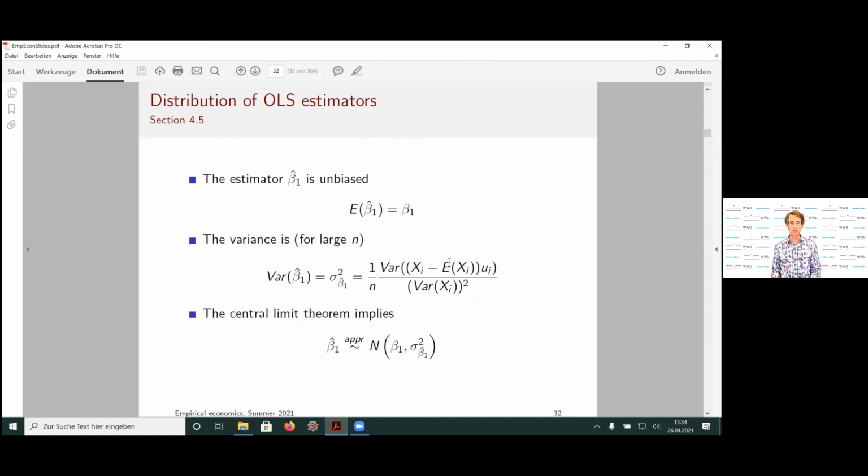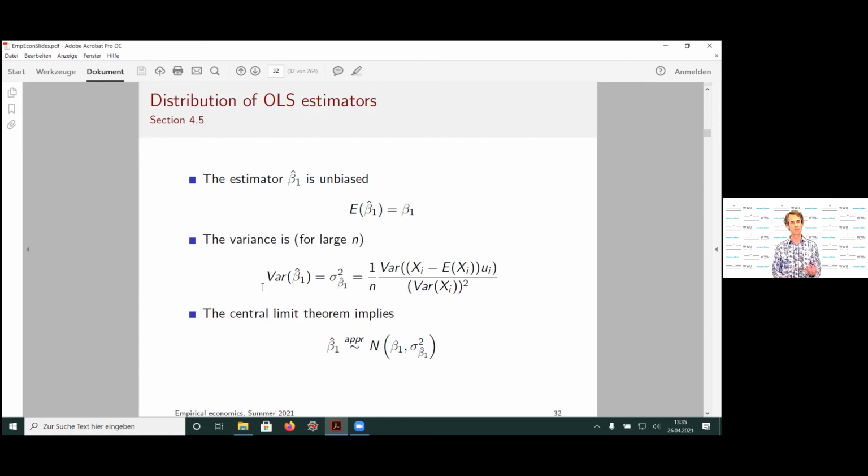The next question concerns the distribution. What kind of distribution does beta 1 hat have? And the answer is given by the central limit theorem, which you might remember from statistics 1, which tells us that if you add up or if you average a large number of random quantities, the sum or the average will converge to a normal distribution.